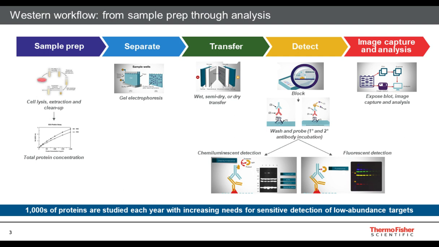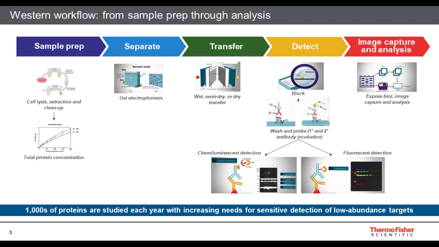Immunoblotting includes the washing, blocking, and antibody probing to detect a specific target of interest. Either chemiluminescence or fluorescence detection is then used to visualize the target. An imaging system or X-ray film can be used to then capture this final image and analyze the results.